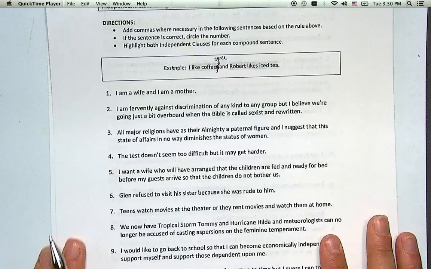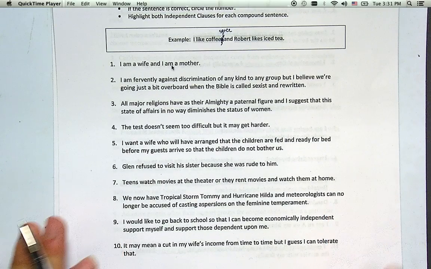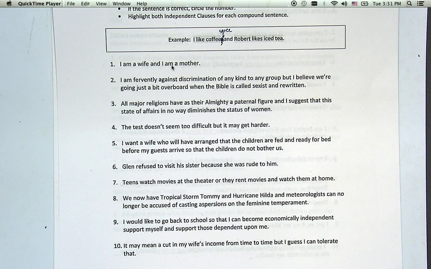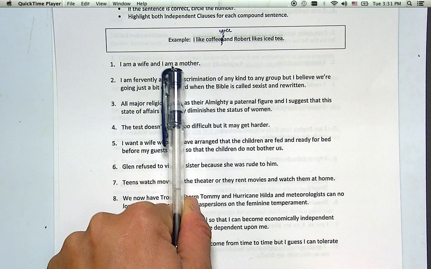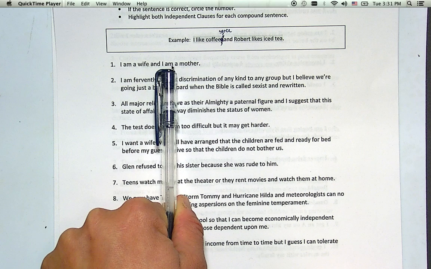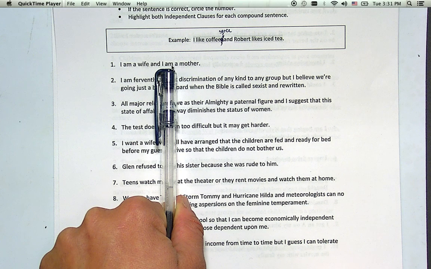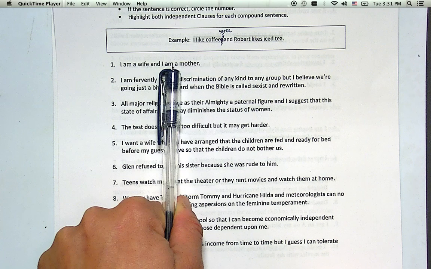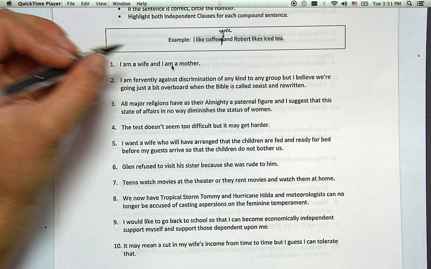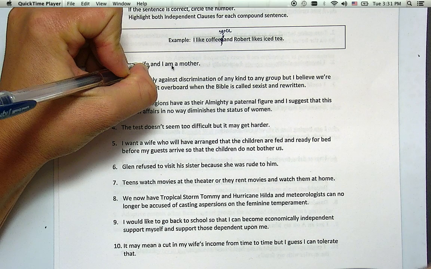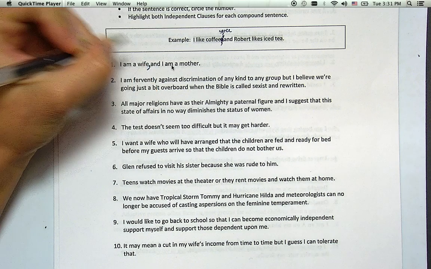All right, so let's take a look. Number 1, I am a wife and I am a mother. Well, here's our connector word, and. Do I have a subject and verb after this, or is it just one thing, like a noun or a verb? It looks to me like we have a subject, I, and a verb, am. So I need to add a comma to show that these are two different sentences that are being joined. I am a wife, comma, and there's a space after this.